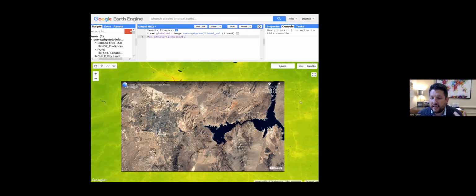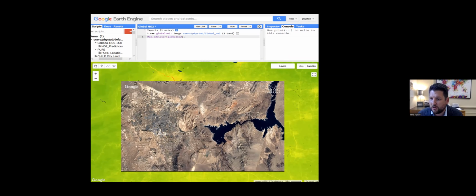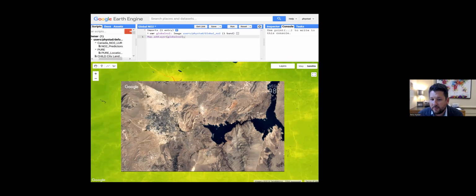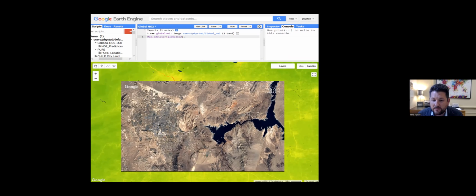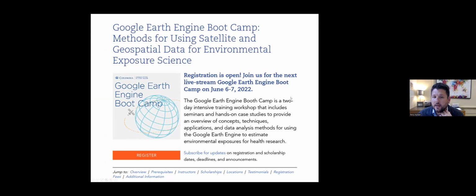But basically, taking the time series of satellite information and using that for exposure assessment in an efficient way, right? And so this is just showing the expansion of Las Vegas, the shrinking of the aquifer over 20 years. Using traditional desktop approaches, that would be nearly impossible to do. We would never have been able to do this model.